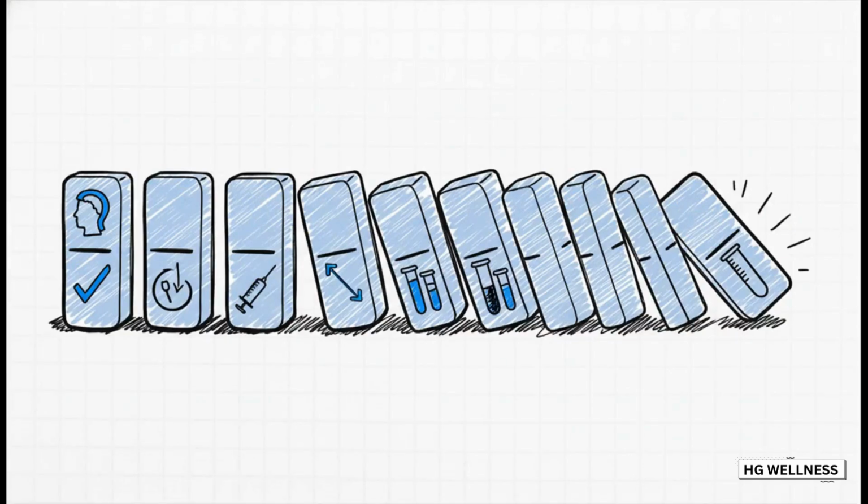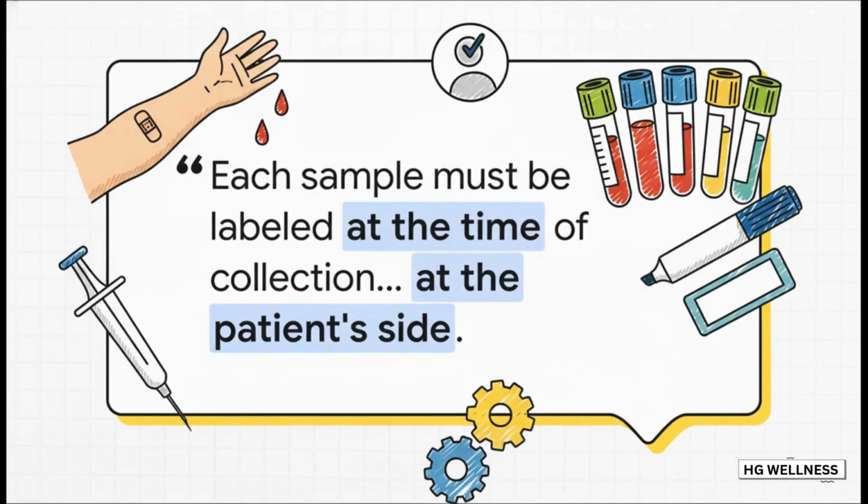Okay, so we've done everything perfectly so far. The patient was ID'd, the technique was flawless, the tubes are in the right order. But all of that can be undone by a mistake in the final, critical step. This is absolutely non-negotiable. Samples must be labeled immediately after collection before you leave the patient. Not at the nurse's station, not down the hall. At the patient's side. This is your final check to make sure the tube in your hand belongs to the person right in front of you. It closes the loop on patient identification and prevents a catastrophic mix-up.